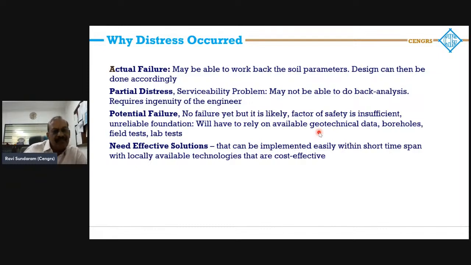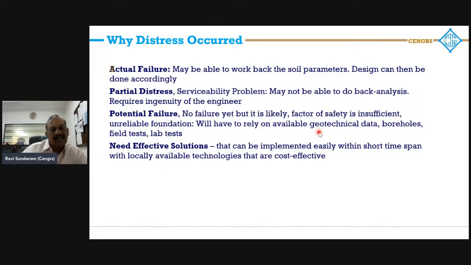So potential failure is something, failure has not yet occurred, but it is likely to occur. The factor of safety is insufficient. There is an unreliable foundation. Building partly constructed already shows some excessive settlement. So to be able to construct it fully, then there would be a lot more settlement. So you have to take care of that.